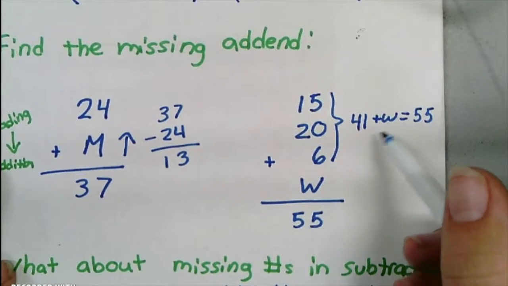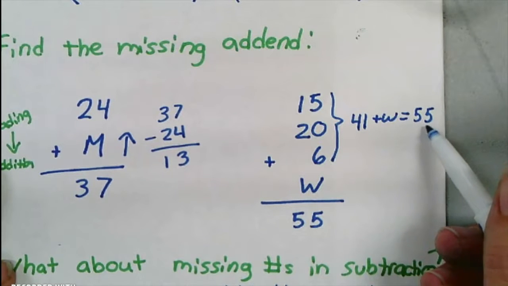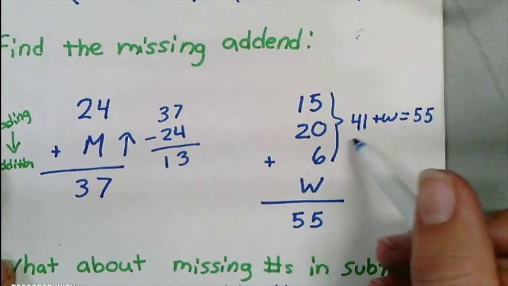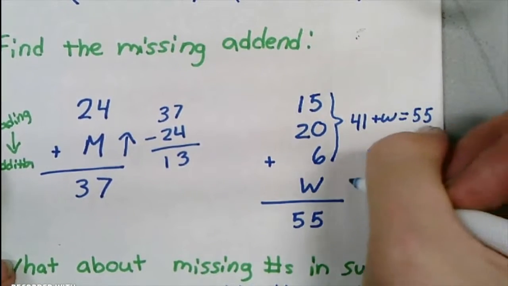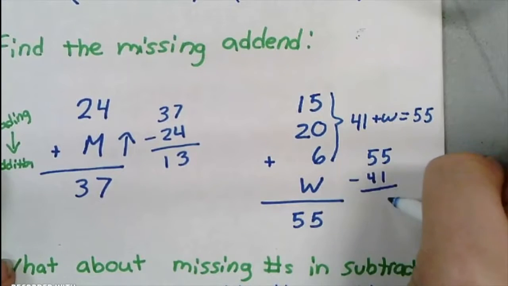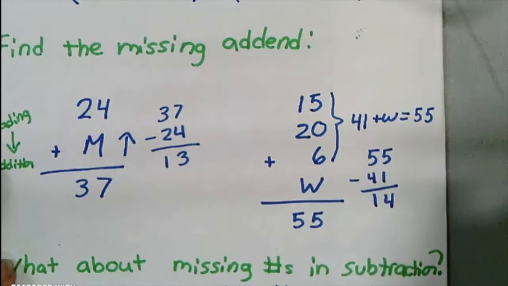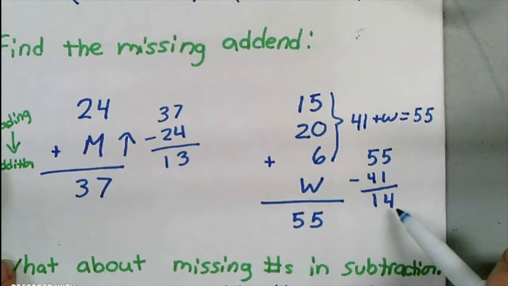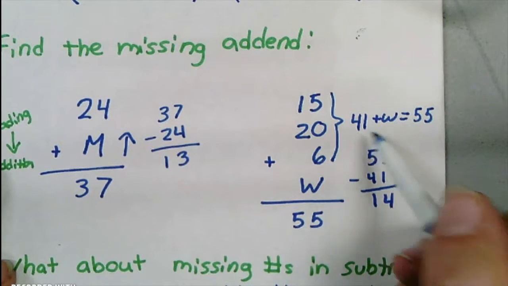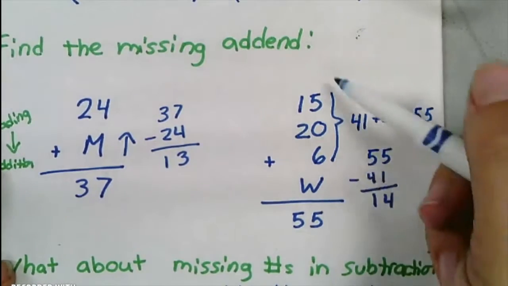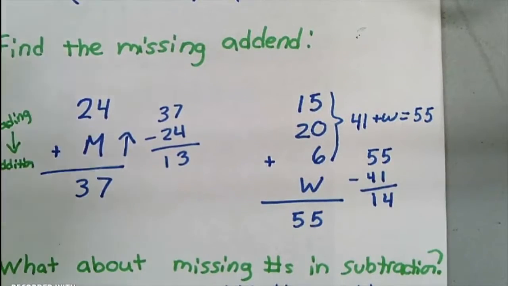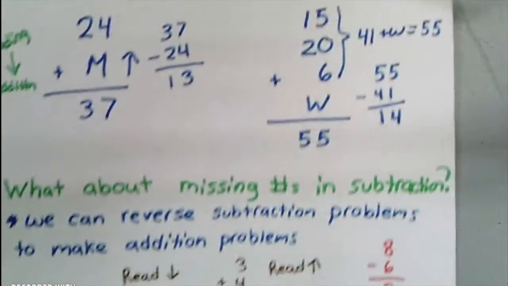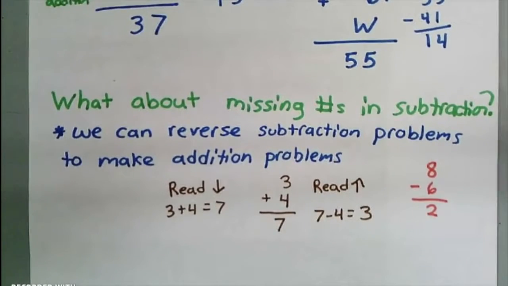And I want to know what w is. Well, if 41 plus w equals 55, then 55 minus 41 is going to equal w. So if I do that, 55 minus 41, I get 14. And then I can check my answers by plugging it in. So 14 plus 41 is 55. It all works out. That was the end of lesson 10, by the way. I think you guys are going to be so good at this that I'm going to throw in lesson 14 too.